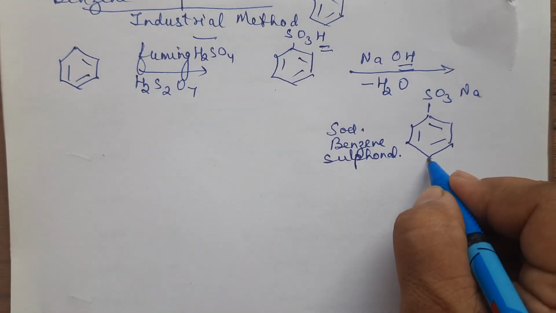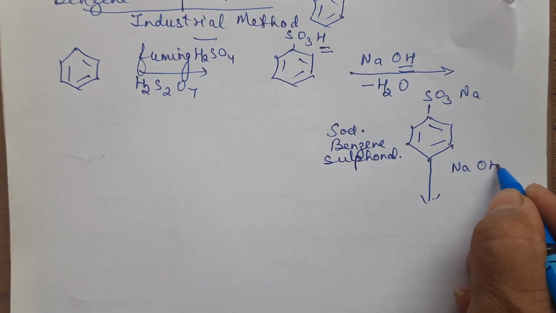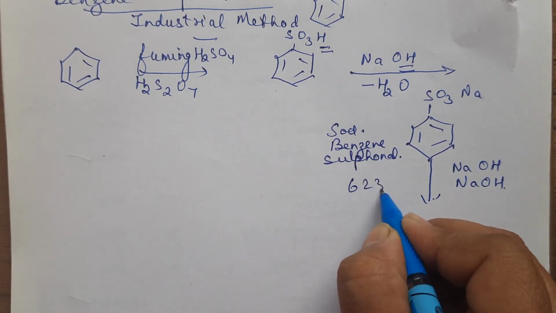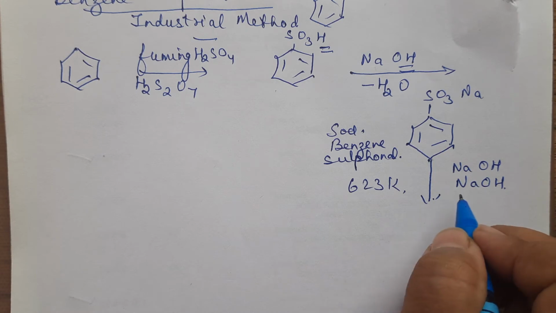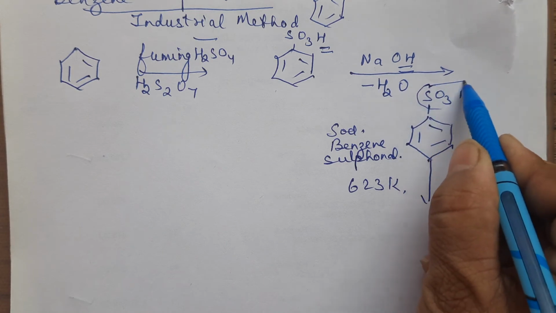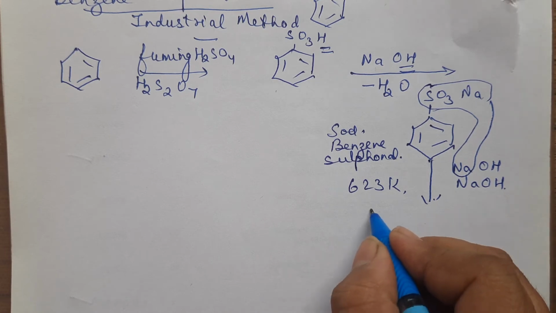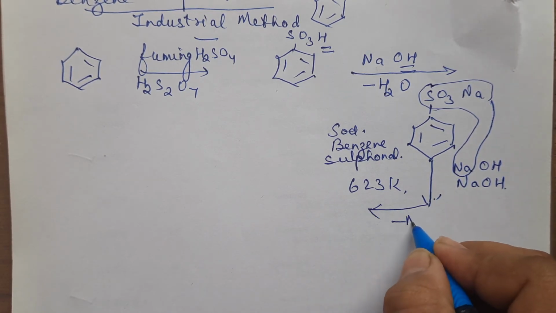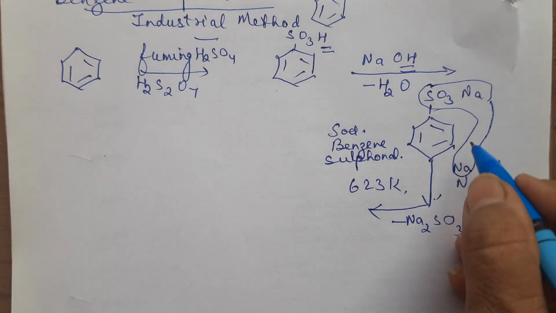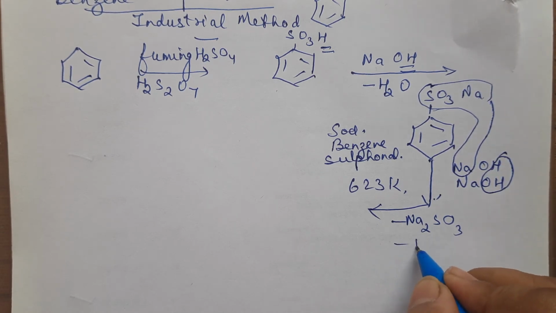Now this sodium benzene sulfonate is further treated with 2 molecules of NaOH. When it is treated with 2 molecules, the temperature is quite high. It is 623 Kelvin that we take. So in the presence of this NaOH, just see carefully what you will remove. This whole thing, Na2, and one Na from here also. It comes out as Na2SO3, 2 Nas and S. Na2SO3 comes out, plus this comes out as water from here. So one water also comes out.